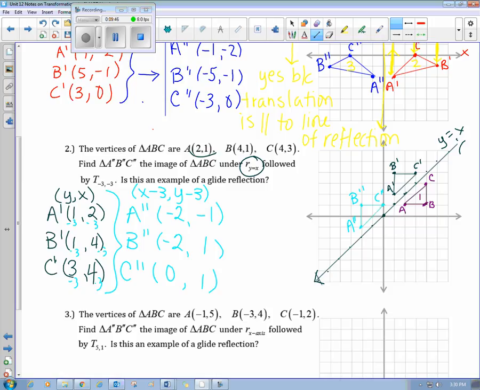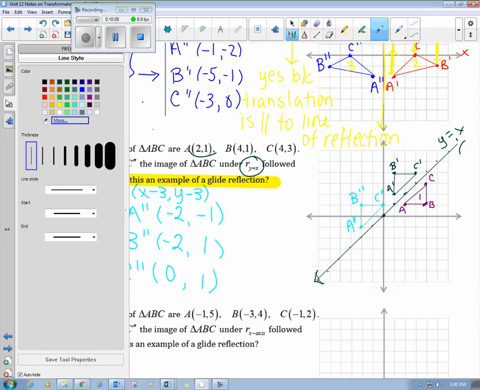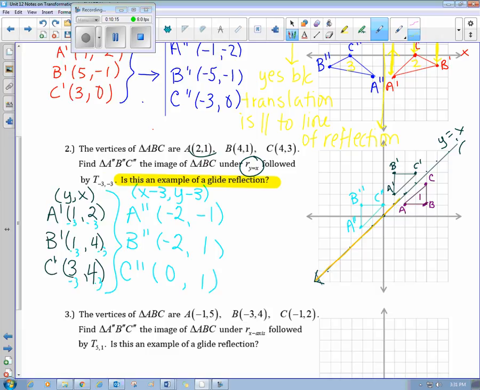And again, when you have this done, it almost is like the question we were doing yesterday, but this question does ask us one more thing. It wants to know if this is an example of a glide reflection. You can't answer the question until you find two things. One of the two things you have to find is what the line of reflection is. And we already talked about how this is the line that we reflected over. Okay, so that's one thing.